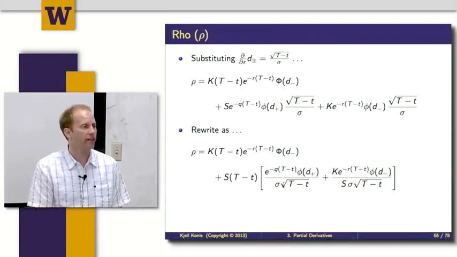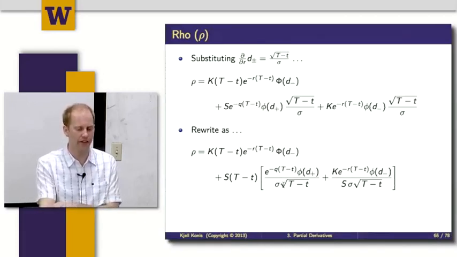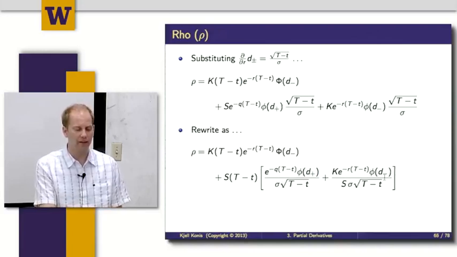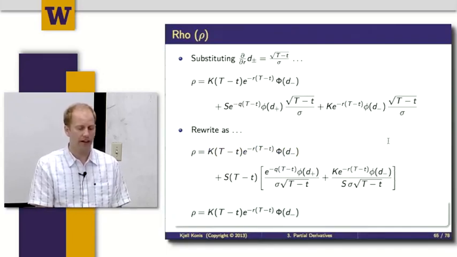And now if you look at the part that's in the square brackets, that's exactly the same expression that we showed was 0 when we were trying to simplify the expression for delta so that I could compute gamma without having to take the derivative of all three terms. So if this thing in the square brackets is equal to 0, then it doesn't matter what S and capital T and little t are. This whole second line here is equal to 0. And so my expression for rho is just going to be K times T minus t times e to the minus r times T minus t times capital phi of d minus. So that's us getting rho.